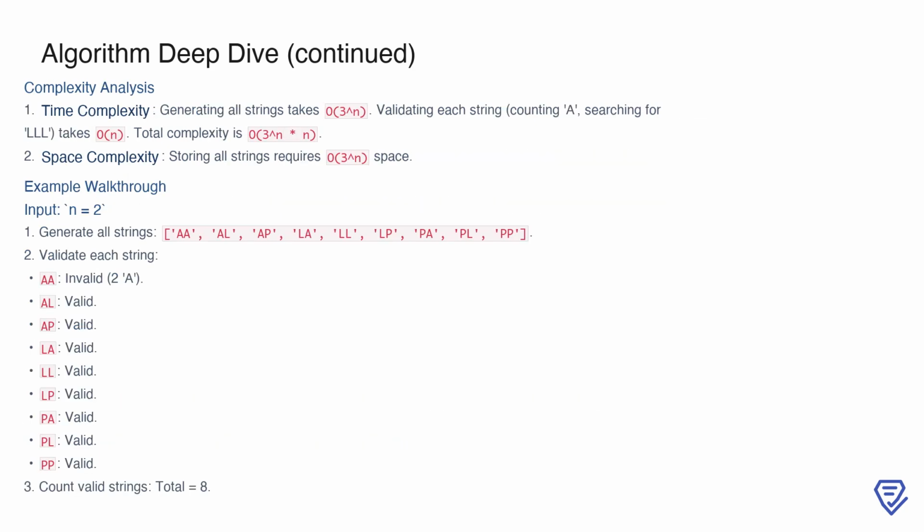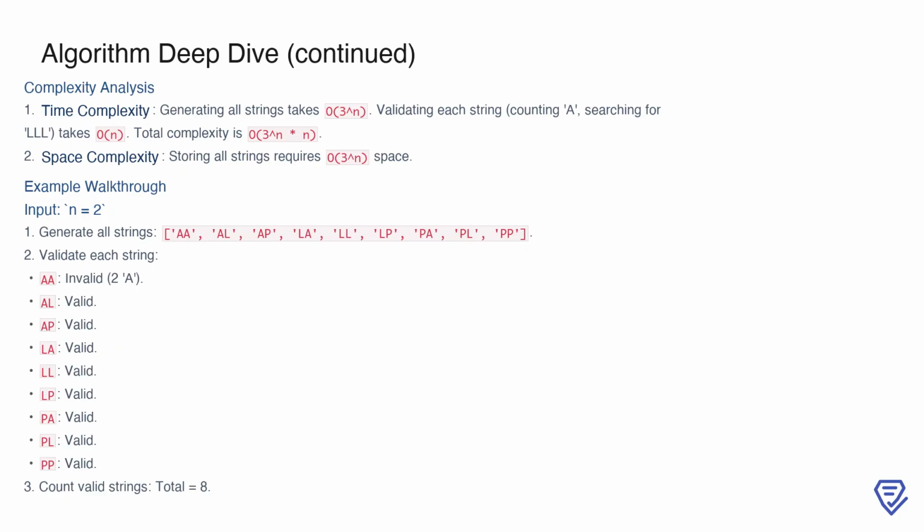Now, let's analyze the time and space complexity of the brute force approach. Generating all strings requires O(3^n) operations, and validating each string involves counting and searching for LLL, which takes O(n) for each string. Therefore, the total time complexity is O(3^n * n). For space complexity, storing all the strings requires O(3^n) space.